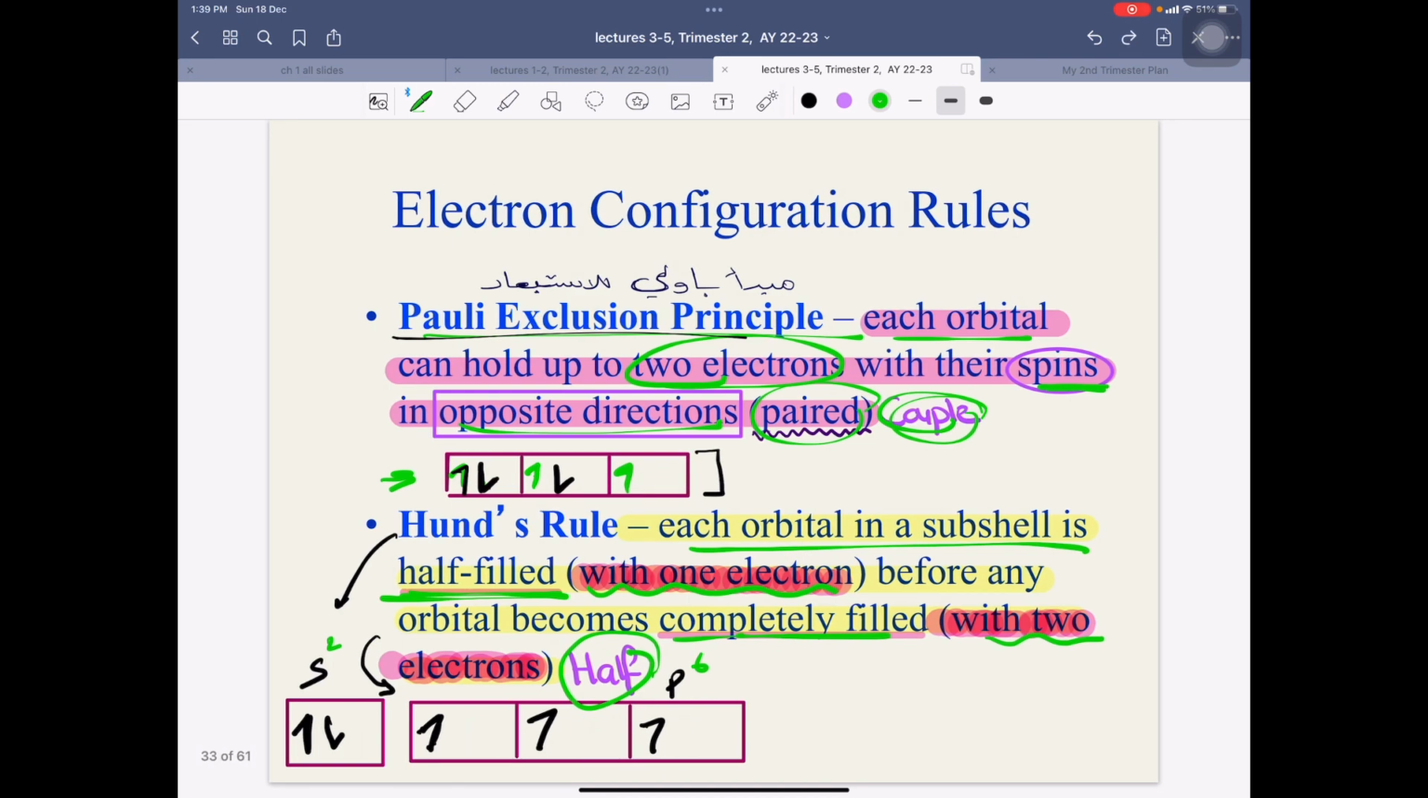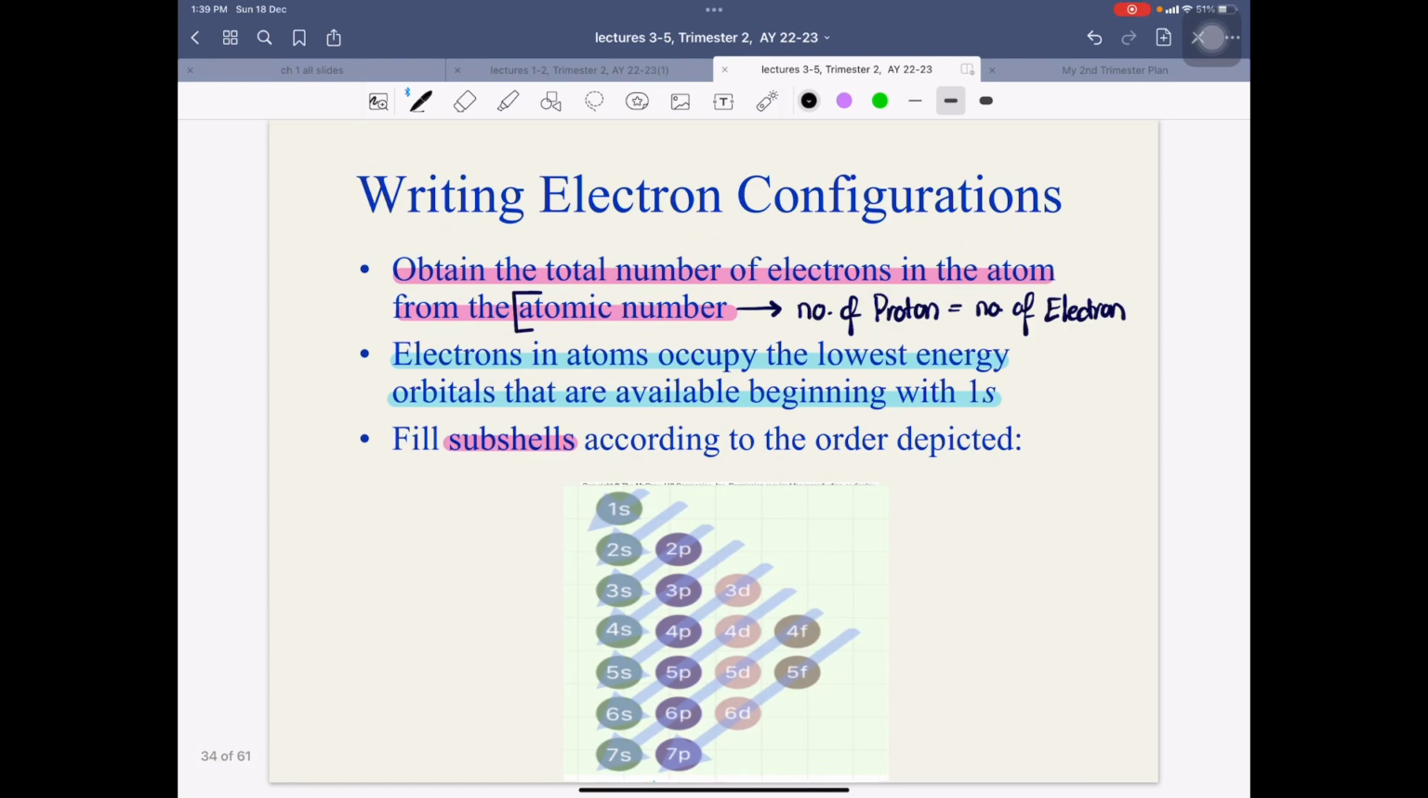First I fill each one half filled until they all have one electron, then I go and complete them until the orbitals are completely filled. Okay, so this is specifically Hund's rule. It's really easy, it's really nice, it's really simple. Going on to writing the electron configuration.